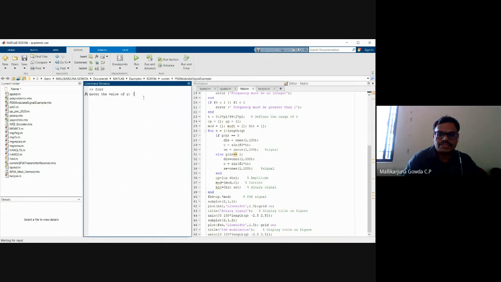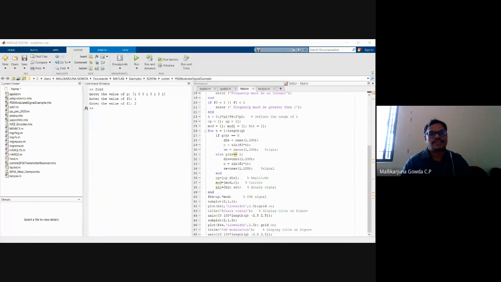So the input binary sequence, I can feed 1, 0, 0, 1, 0, 1, 0, or 2, 4, 6, 8 bits. It will ask to enter the value of F0. Let me say F0 is 1 cycle. Then F1 will be say 2 cycles.